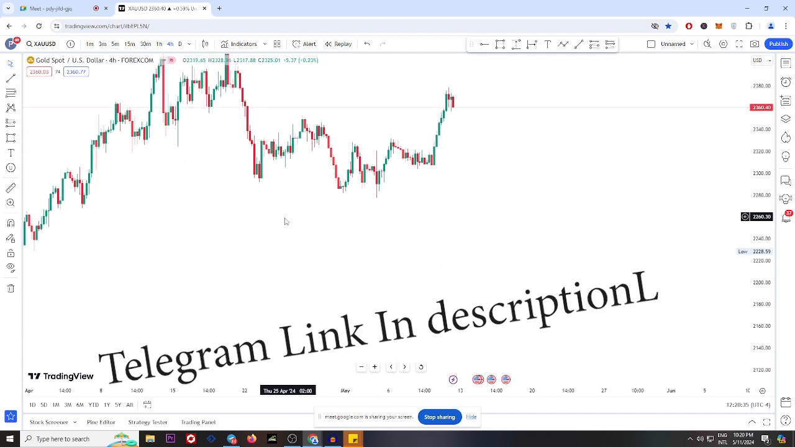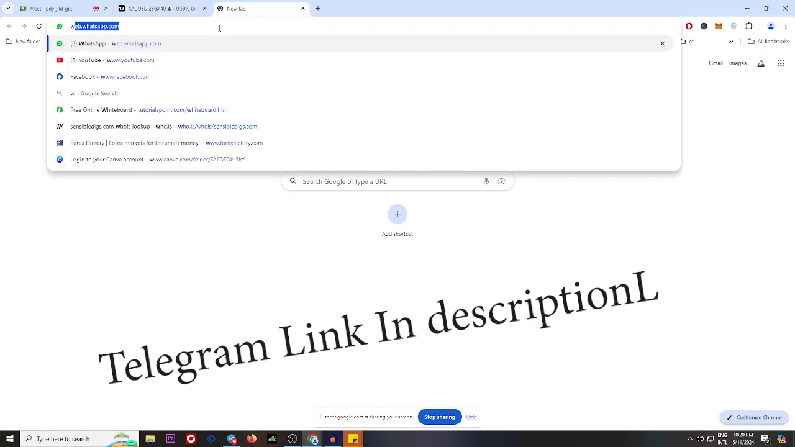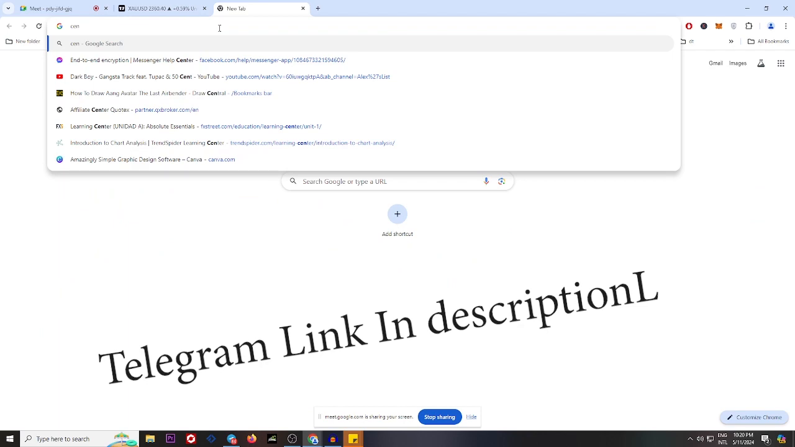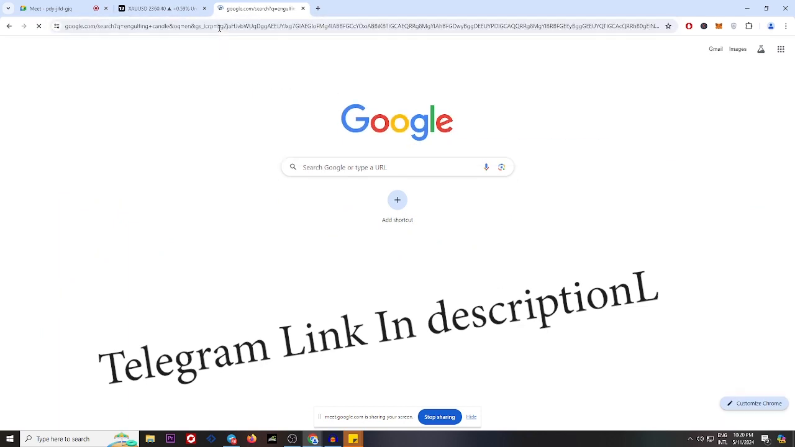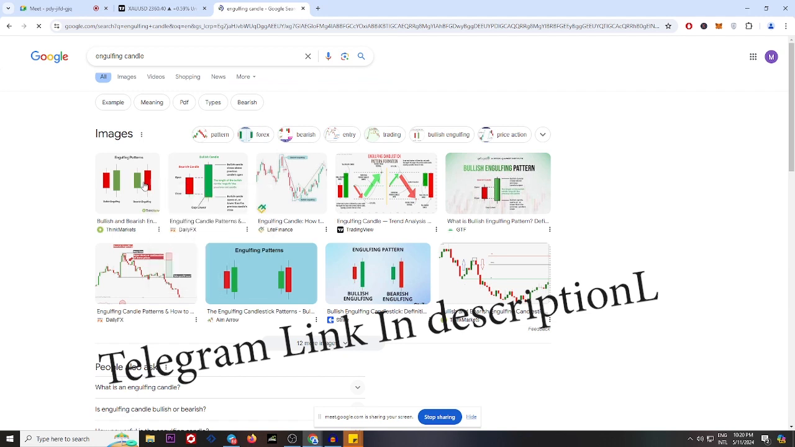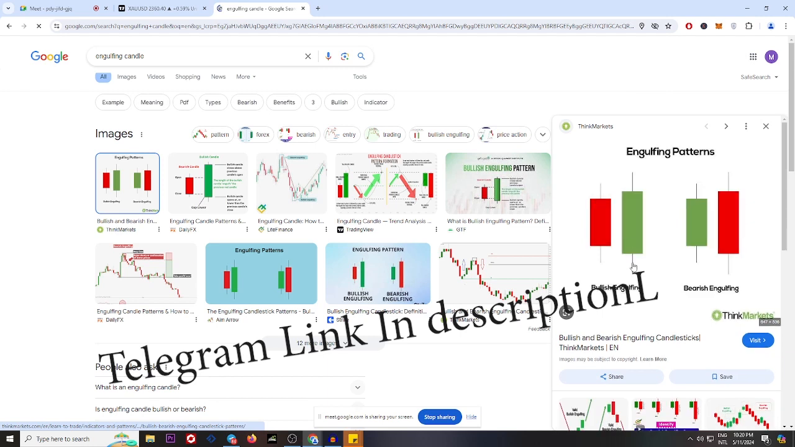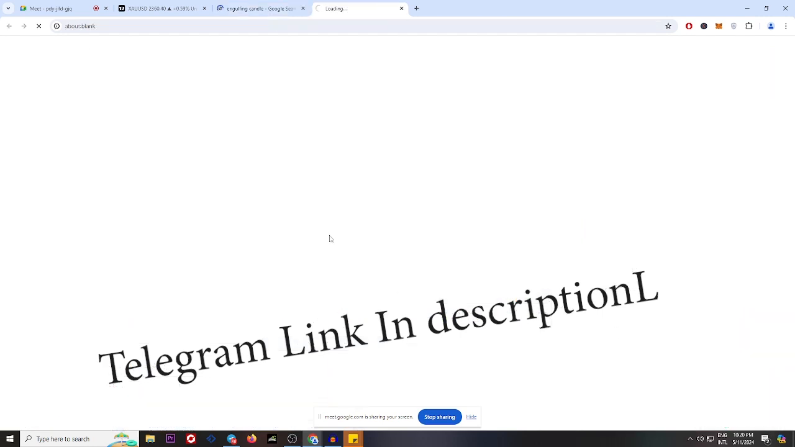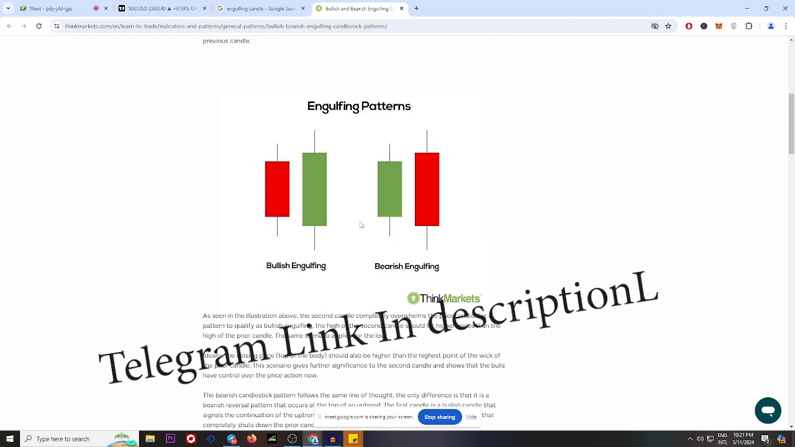We already know engulfing is like this. This is the very basic one we learn from everywhere when we see any engulfing candle. Go to YouTube, they will tell you this is the engulfing candle. Go to any website, they will say this is the engulfing. What it means is this red candle is fully eaten, fully covered, by this green candle.